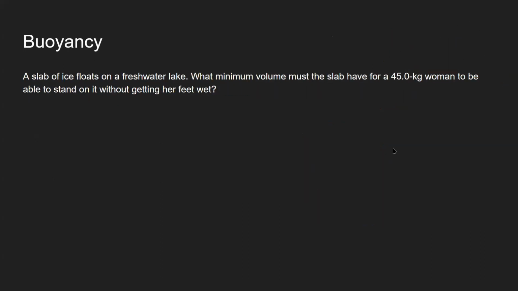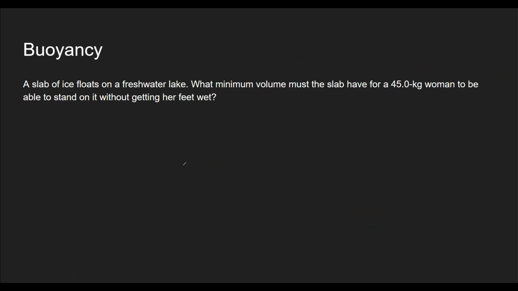This is about buoyancy. A slab of ice floats on a freshwater lake. What minimum volume must the slab have for a 45-kilogram woman to be able to stand on it without getting her feet wet? Let's see. Firstly, let's take a look at our given data. We're looking for the minimum volume. So we have m, woman, which is equal to 45.0 kg. We're looking for the minimum volume of the slab.